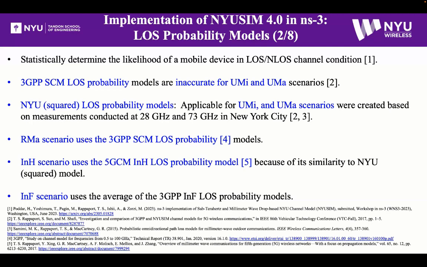Again, for the InF scenario, we have recently finished our measurement campaign, and for now we do not have a line of sight model. So what we have done is take the average of all the 3GPP indoor factory line of sight probability models, and we have implemented that for now to determine the line of sight for indoor factory scenarios. But the takeaway from this slide is that in the future, we expect to implement line of sight models based on our own channel measurements for RMa, indoor hotspot, and indoor factory scenarios.